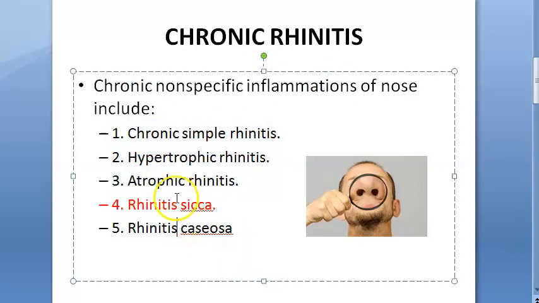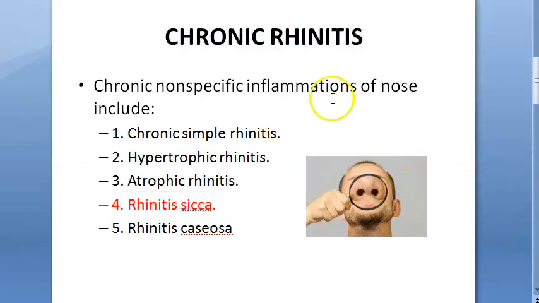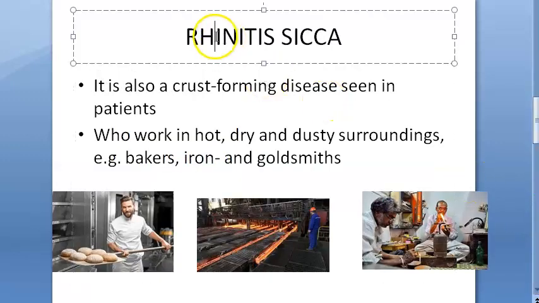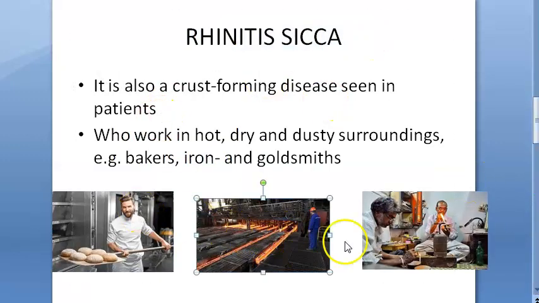In that we have so many types. Let's look at it from the beginning: chronic simple rhinitis, hypertrophic rhinitis, atrophic rhinitis, Rhinitis Sicca, Rhinitis caseosa. In this video we want to look at Rhinitis Sicca, Sicca dry. Okay, so Rhinitis Sicca is what? It is a type of chronic rhinitis, inflammation of the nose. Chronic condition.